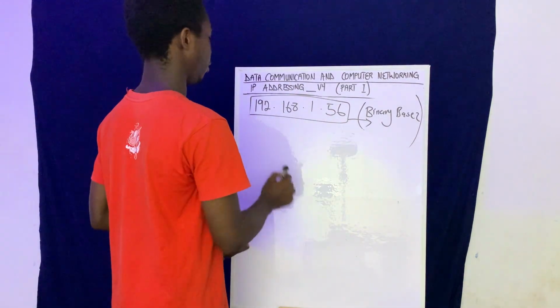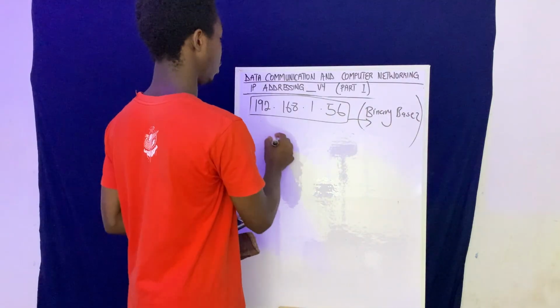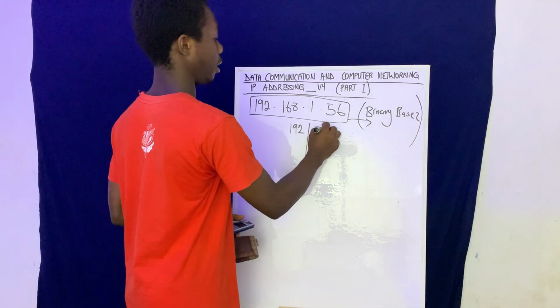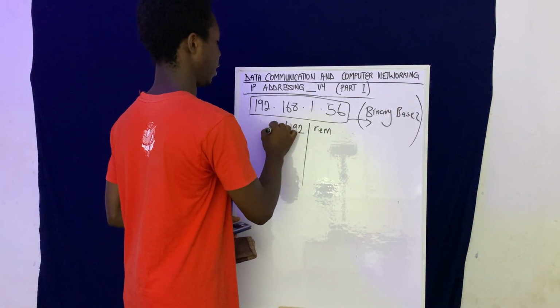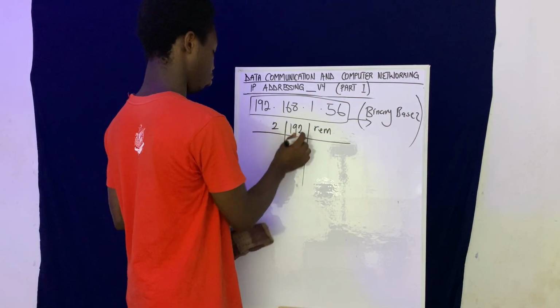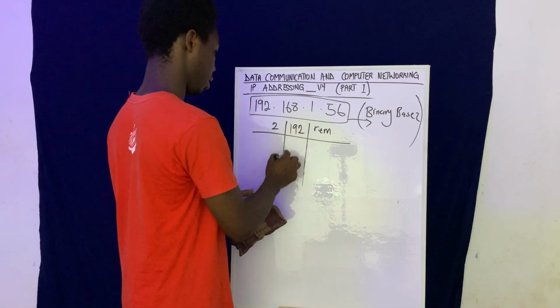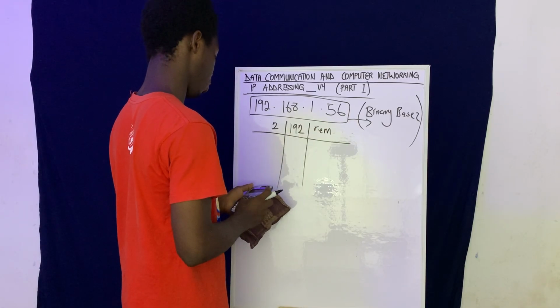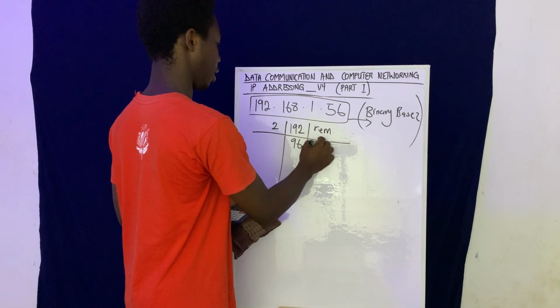Now let's move on. Let's solve it manually. So we have 192 here. This is our remainder, and this is the divider. So 2 will go into 192, 96 times. So 192 divided by 2, we have 96, remainder 0.